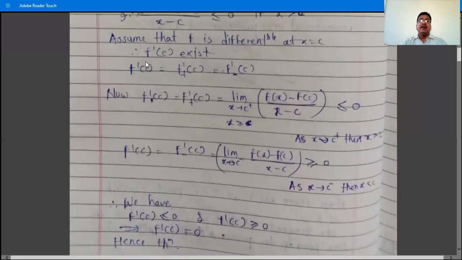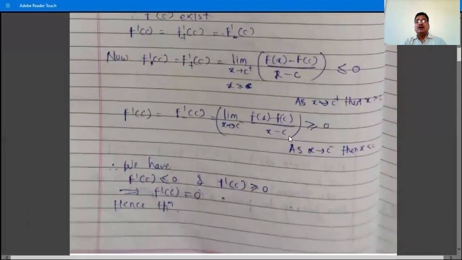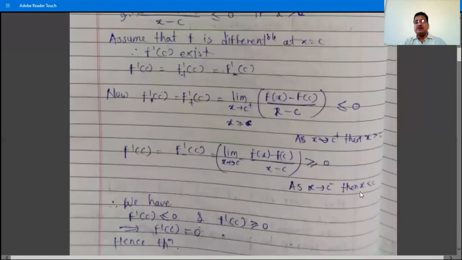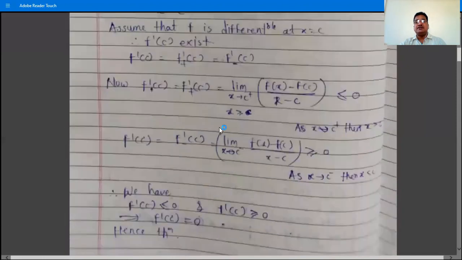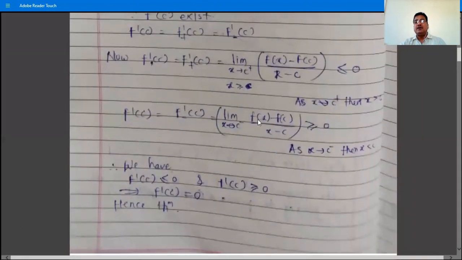Then take f'(c) as f'(c-). By definition, f'(c-) is the limit as x tends to c- of (f(x) - f(c)) / (x - c). And again, x tends to c- means x is less than c, and if x is less than c, then (f(x) - f(c)) / (x - c) is greater than or equal to 0, and therefore its limit is greater than or equal to 0.